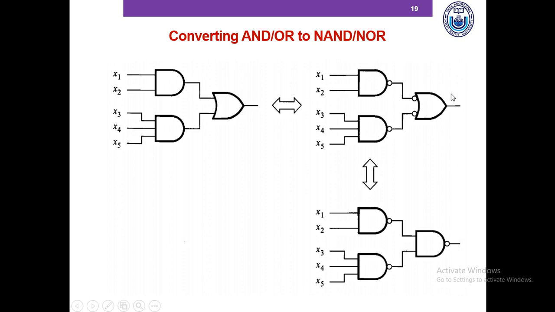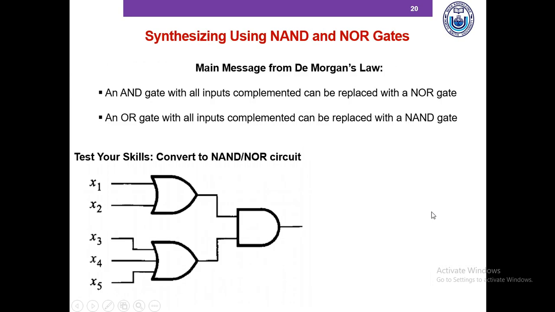Wait a minute, this is an OR gate with two complemented inputs. So what can we replace this with? We can replace this with a NAND gate according to De Morgan's theorem. So there you go, this circuit only contains NAND gates, and we've converted a circuit with AND or OR gates into a circuit that contains only NAND or NOR gates. So the main message from De Morgan's law is that an AND gate with all inputs complemented can be replaced with a NOR gate, and an OR gate with all inputs complemented can be replaced with a NAND gate.